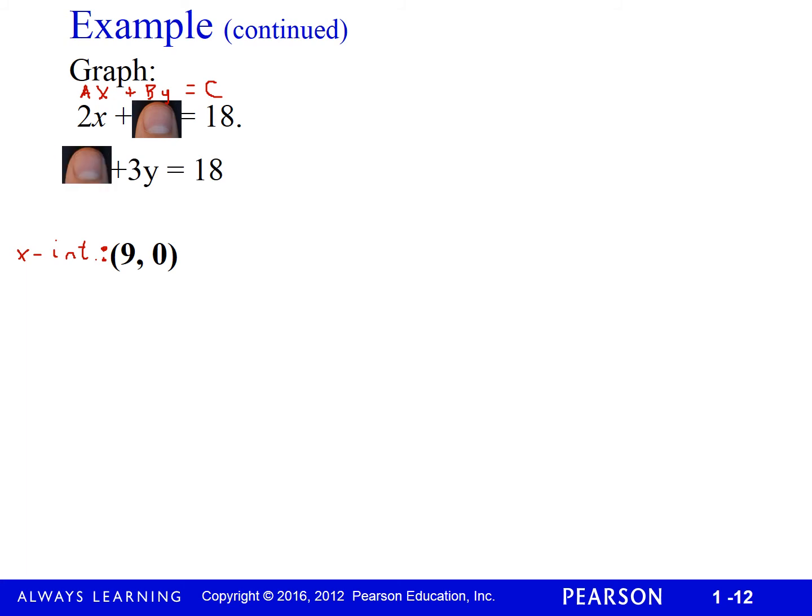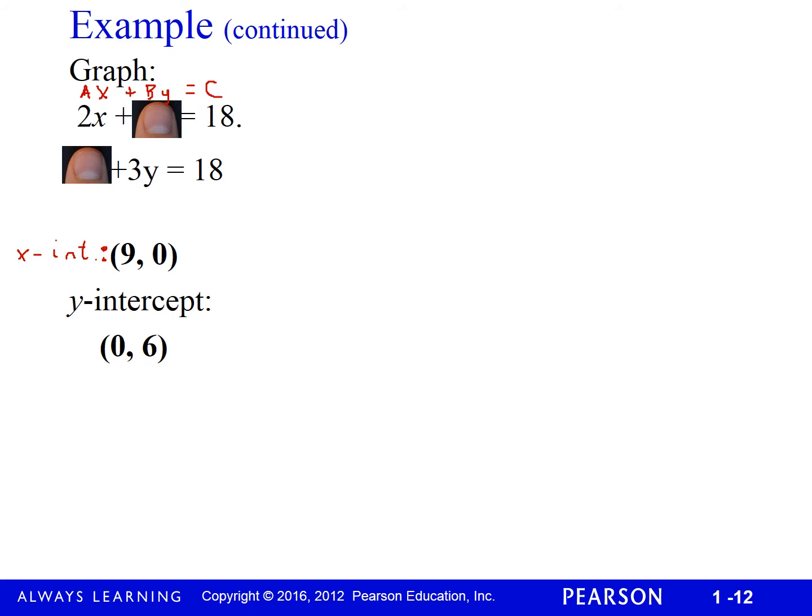Well, to get the y-intercept, we could put the thumb over the x, because we have to set x equal to 0 and solve for y. So it's as if the 2x isn't there, right? Because we're replacing x with 0, and 2 times 0 is 0, and 0 plus anything is the thing, which is 3y. So put your thumb over it. 3y equals 18. Divide both sides by 3. y equals 6, and the y-intercept is 0, 6.